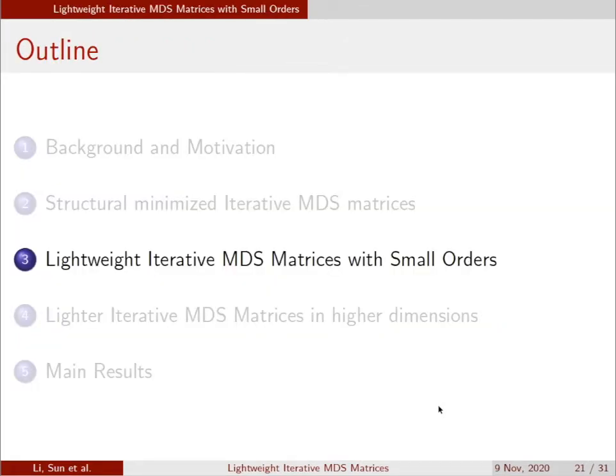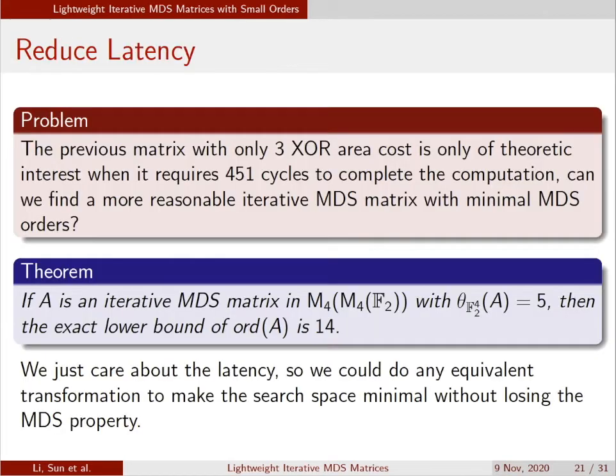Although the XOR count of 3 is a good thing, the 451 iteration times is not good. So we try to find something better on the latency, or lightweight iterative MDS matrices with small orders. The previous matrix with only 3 XOR area count is only of theoretic interest when it requires 551 cycles to complete the computation. So can we find a more reasonable iterative MDS matrix with minimal MDS orders?